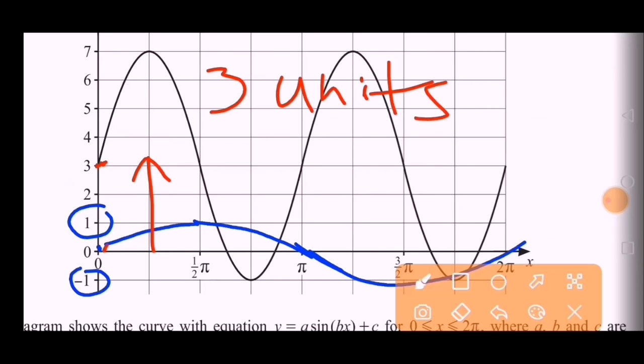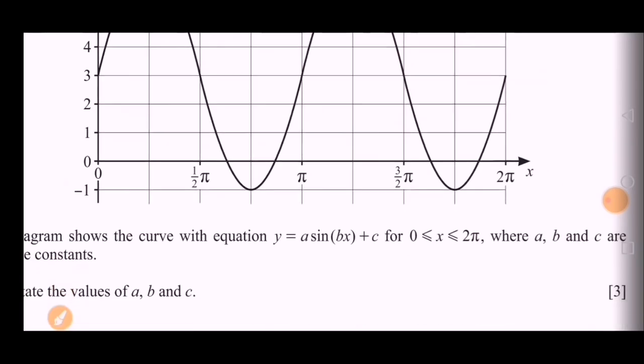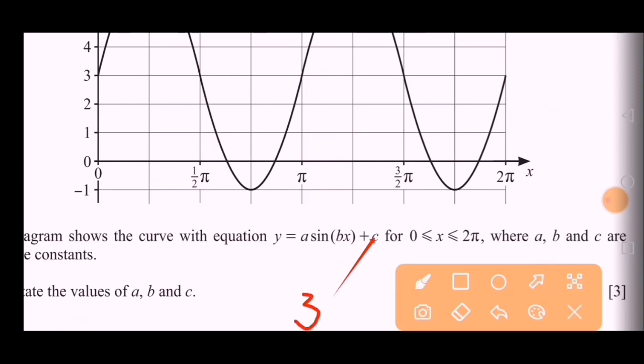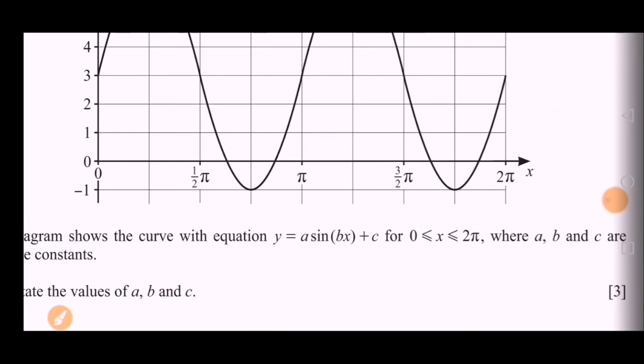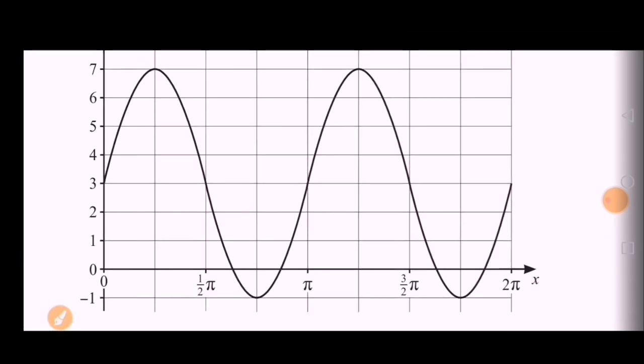So when a graph is shifted upwards, what does that signify? It shows that we have this factor here, C. So in this case, our C is 3 because the whole graph has been shifted 3 units upwards. What else do we have? Let's look at our graph.